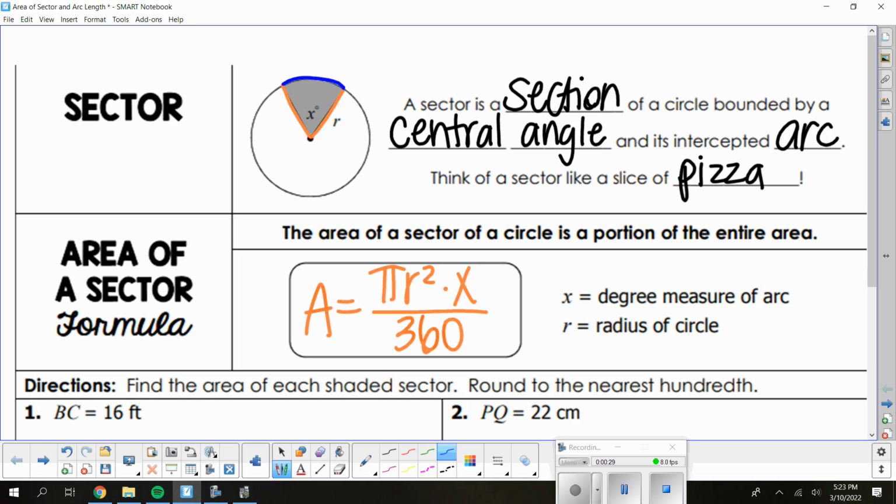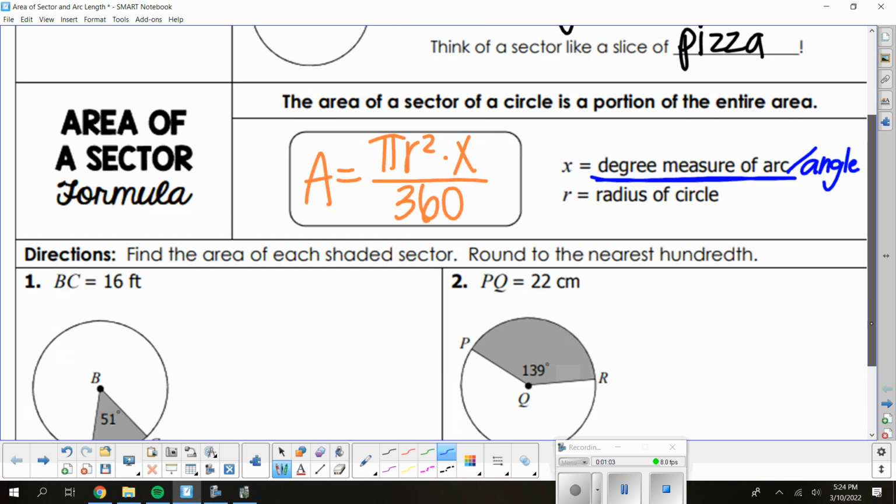The formula for that is pi r squared times x all over 360. So pi r squared is actually the area formula of a circle, and a sector is just a section of that. So it makes sense that we're going to take the area of our circle times x, which is going to be the degree measure of your arc. It could also be the degree measure of your angle, because since it's a central angle, it's going to be equal to the arc of the angle. And then dividing by 360, which is just the whole circle in whole.